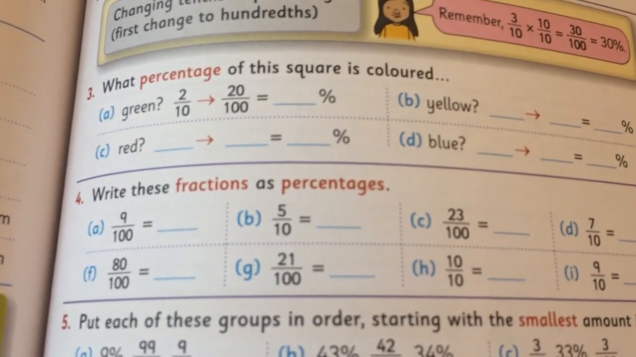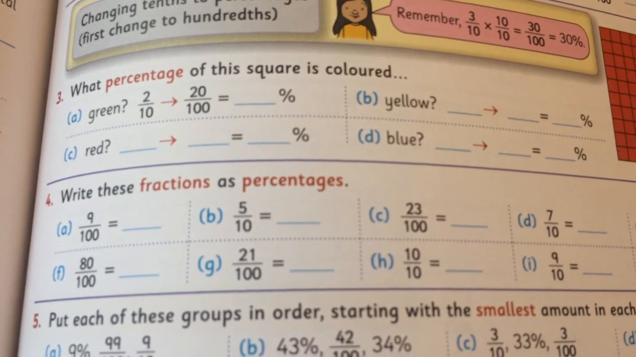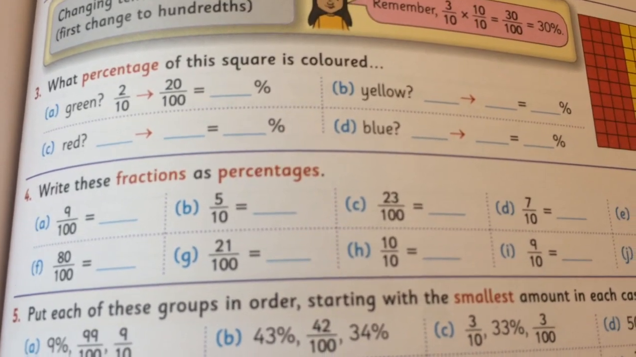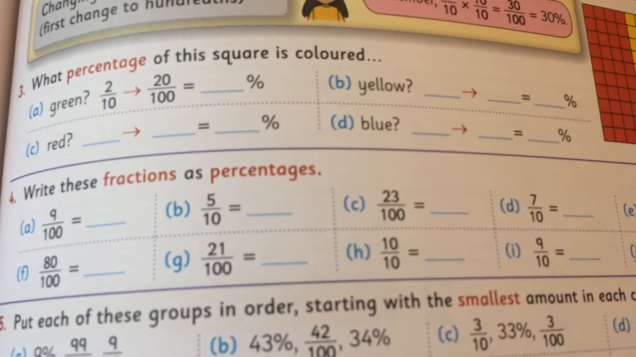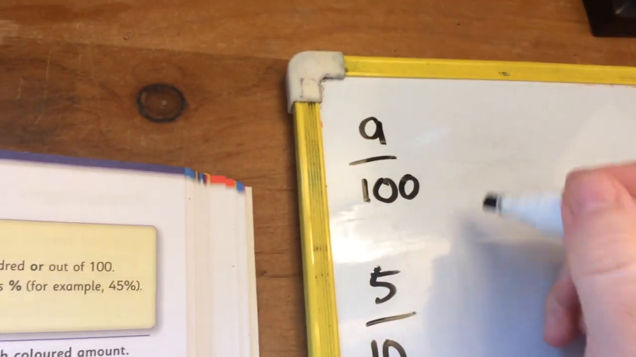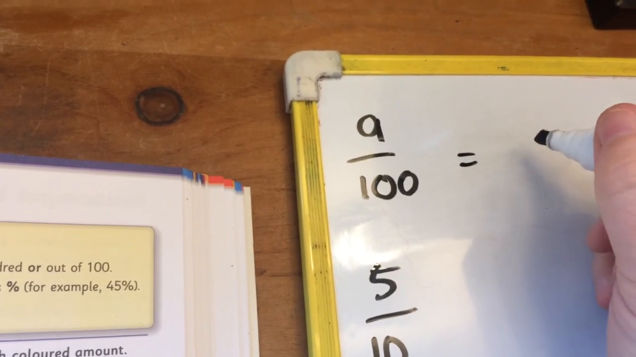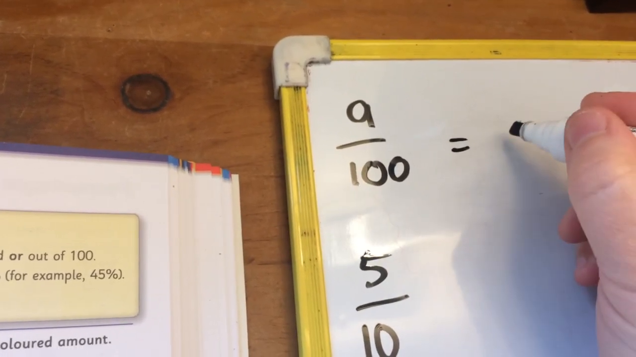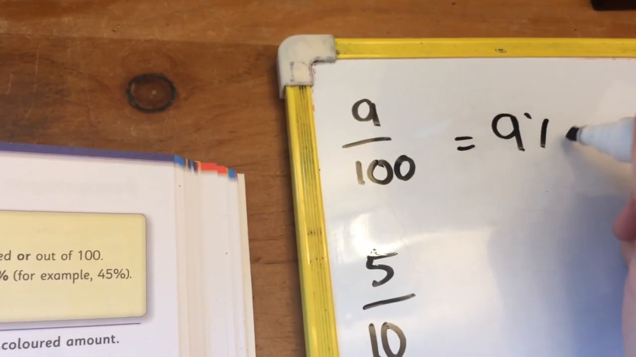You have 9 hundredths, for example. B is 5 tenths. Some you have to do some work to, some you don't really have to do a whole lot of work to. So let's just have a look. Here we have 9 hundredths. We know that percent is out of 100 or per 100. So we know the answer to that is just 9%.